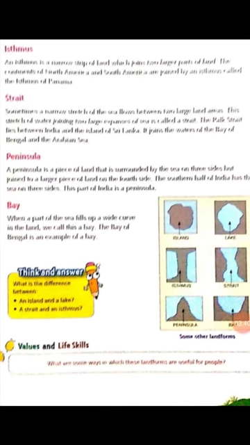Then comes strait. Sometimes a narrow stretch of the sea flows between two large land areas. In between the land areas, sea flows. This stretch of water joining two large expanses of sea is called a strait. I'll show you the picture of the strait afterwards. The Palk Strait lies between India and the island of Sri Lanka. It joins the waters of the Bay of Bengal and the Arabian Sea.